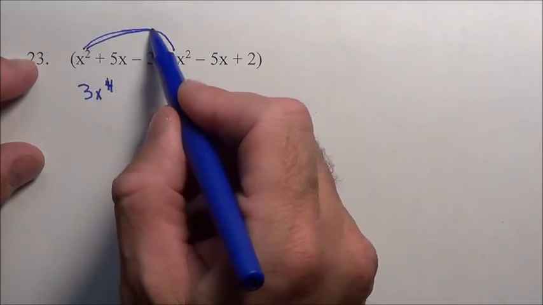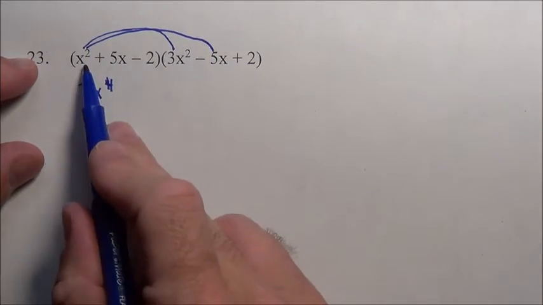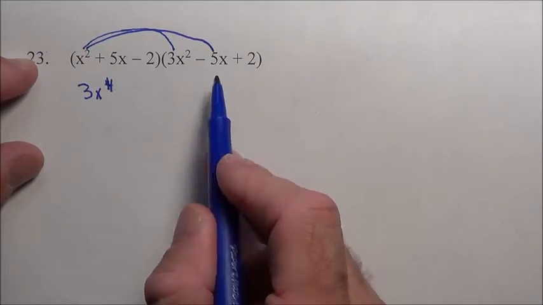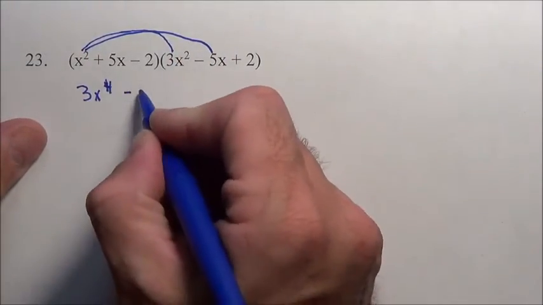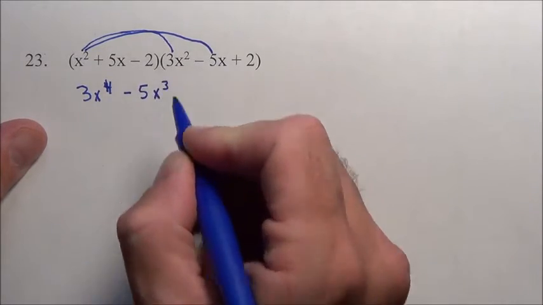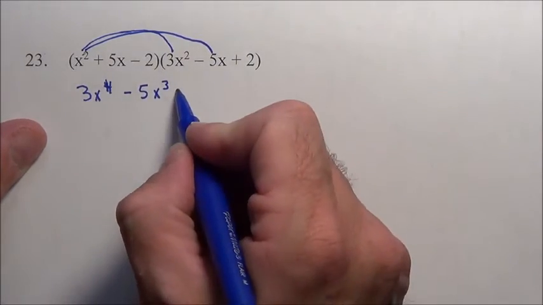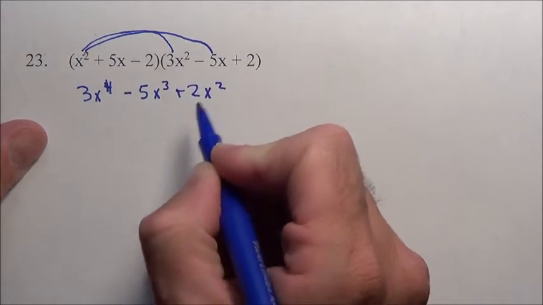Now I've got to do x squared distributed through to the 5x. X squared times that 5x. Well, here's a single x, and then you've got x squared, so it's going to be x to the 3rd. So it's minus 5x to the 3rd. X squared times the 2, 2x squared.